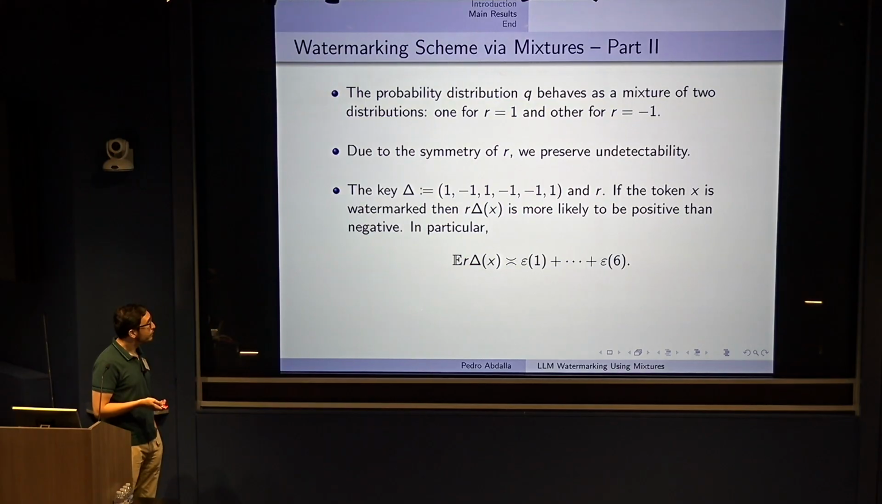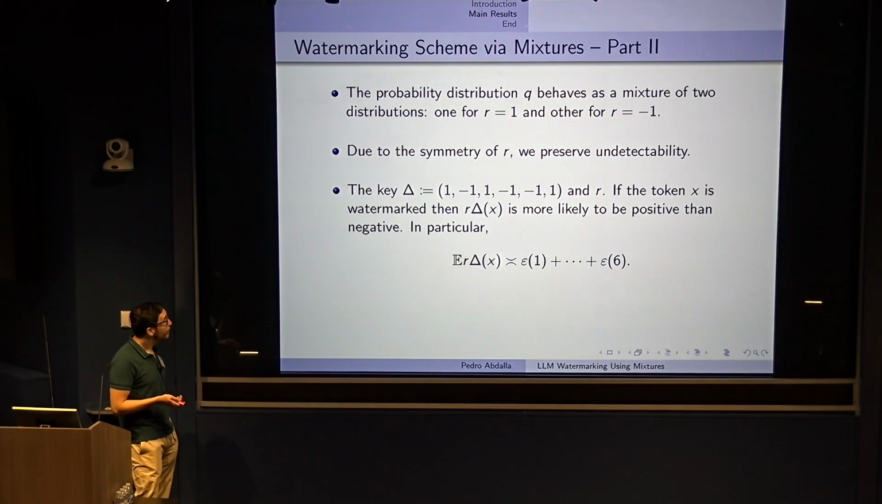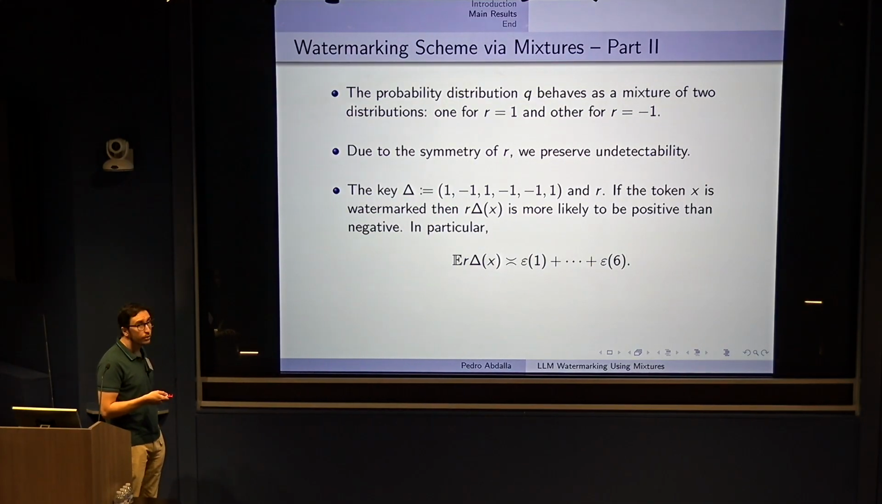Let's say 1 if it belongs to group 1, and -1 if it belongs to group 2, and the sign R. So the idea is that if the token is watermarked, then R times delta evaluated at X. So I'm identifying the tokens from 1 to D, and I'm looking at the indices of delta corresponding to the token. R times delta of X is more likely to be positive. In particular, you can show that this expression holds.